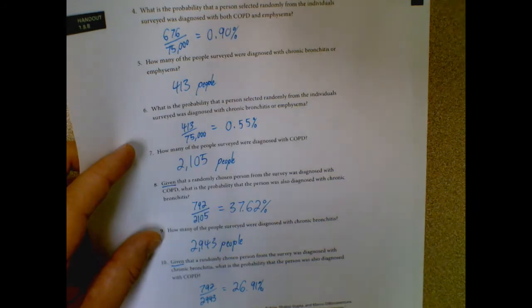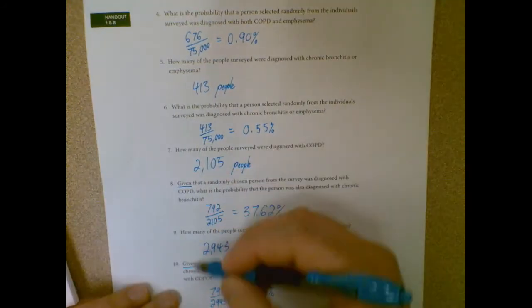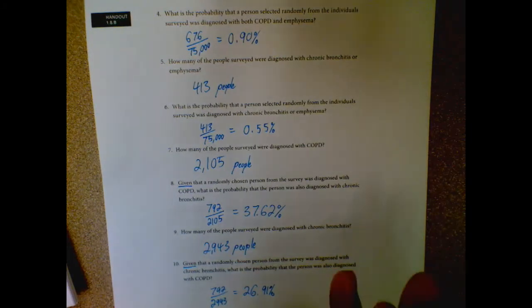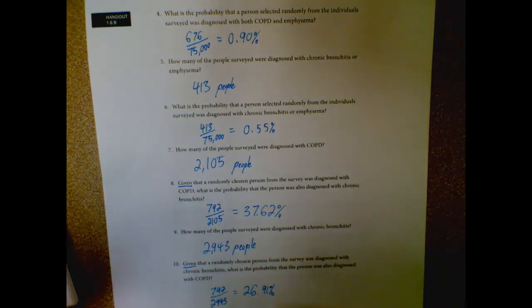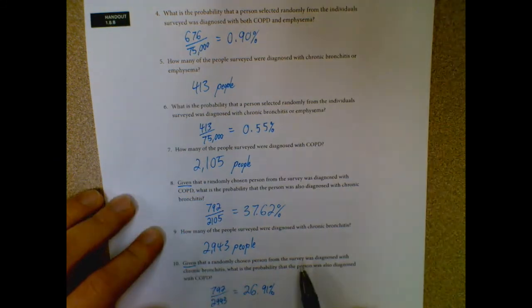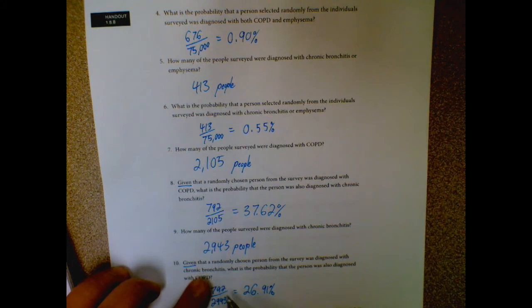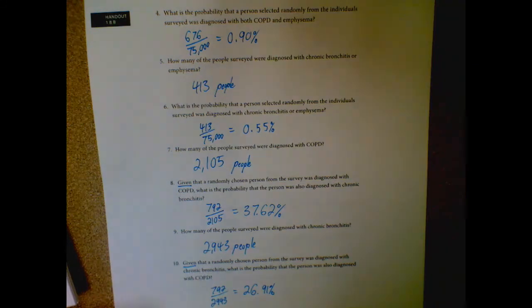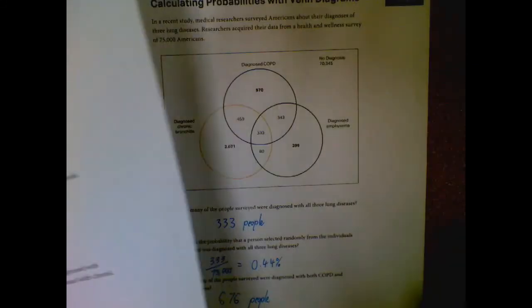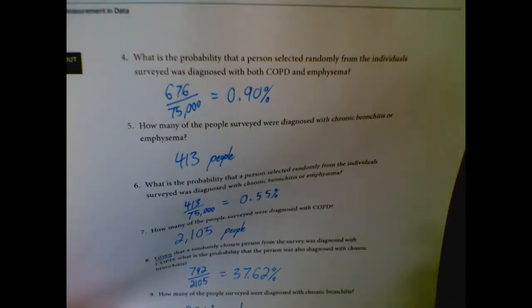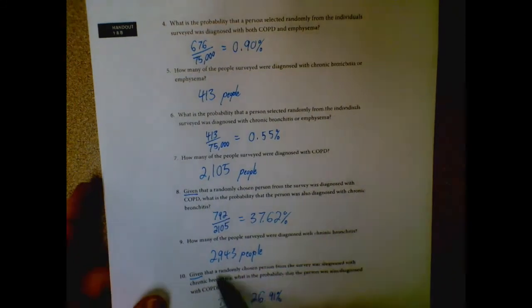26.91%. So anytime we deal with givens, it's always the overlap, or the and, if you will, divided by what you were given. So it says given that the person was diagnosed with chronic bronchitis, so it's always going to be the overlap between the two things they gave me, in this case chronic bronchitis and COPD, divided by the one that was given, so divided by the amount of chronic bronchitis. We're going to look at those more when we get to frequency tables, which is coming up shortly. The givens show up a lot more there, but just as a general idea, that's how those work.